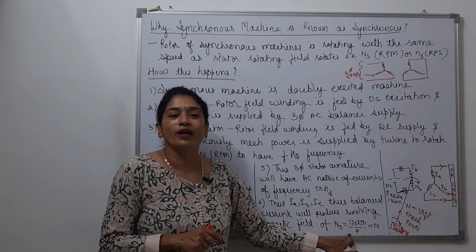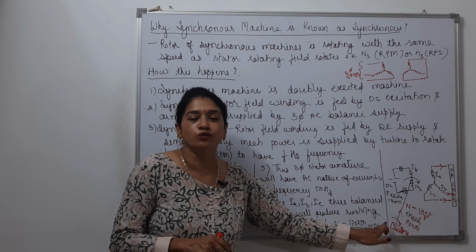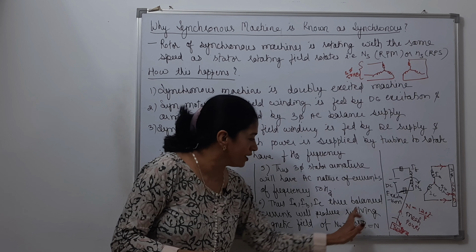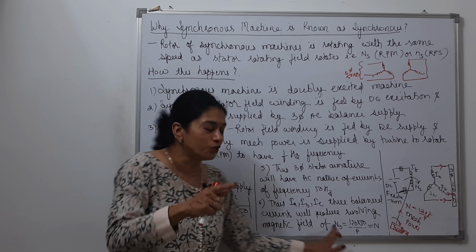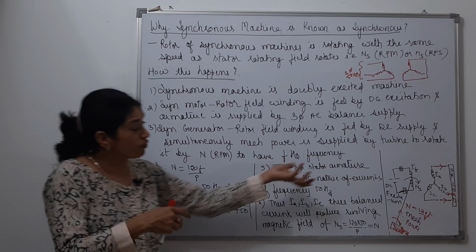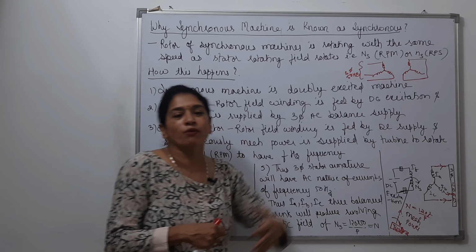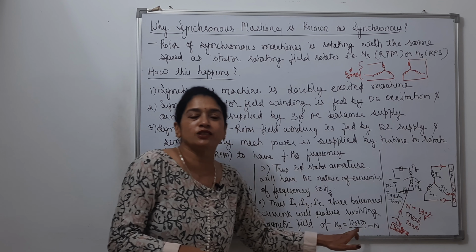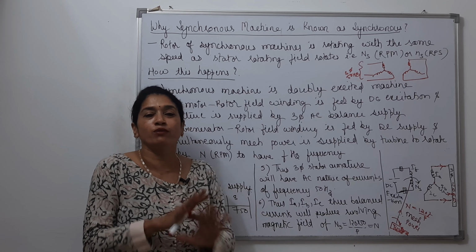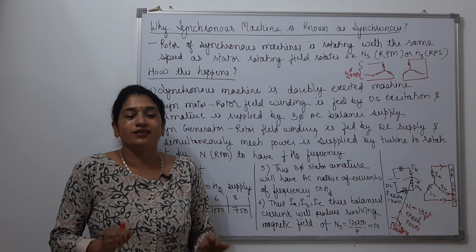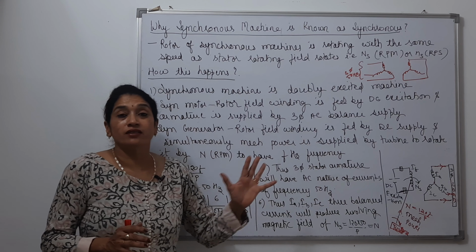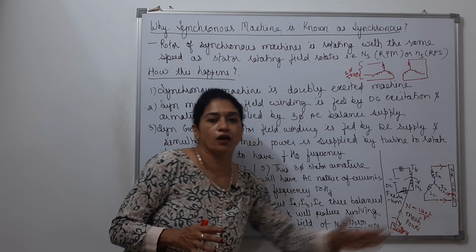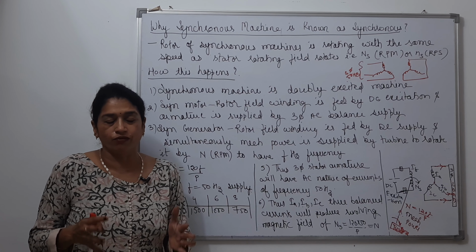So the revolving magnetic field's speed will be 120 into 50 upon P, where P is 2, as I took the example of 2 poles. So again I would have a synchronous speed of 3000, by which I have rotated the rotor, and whatever revolving magnetic field is being produced is again 3000. So the rotor's rotational speed and the synchronous speed of the revolving magnetic field are both the same. This is the reason why there is a synchronous link between the rotor's rotational speed and the revolving magnetic field of the armature winding or stator field.